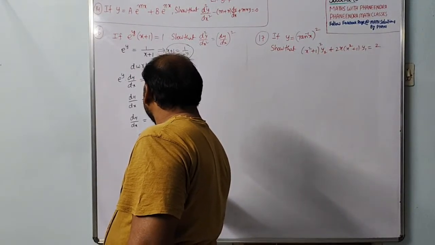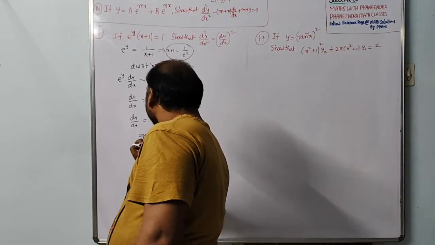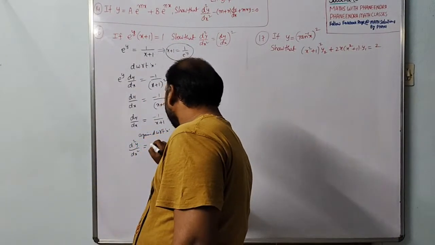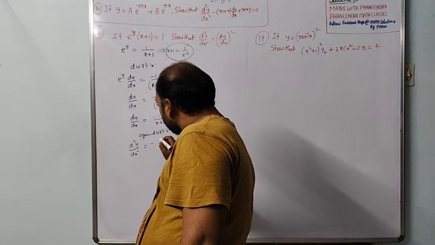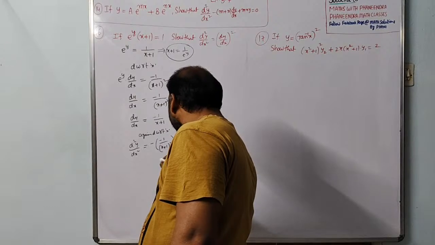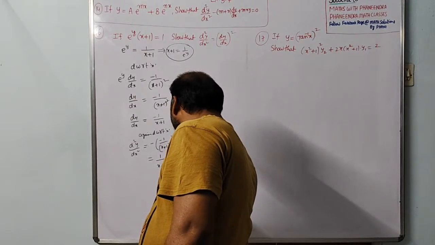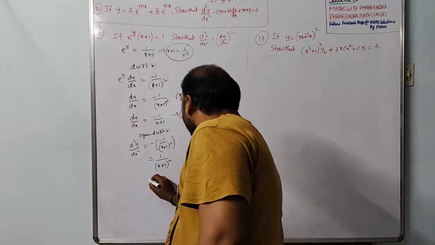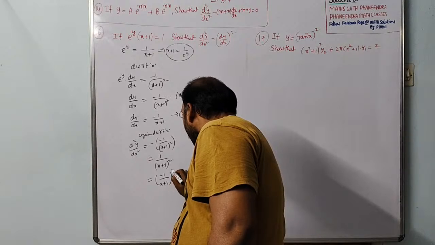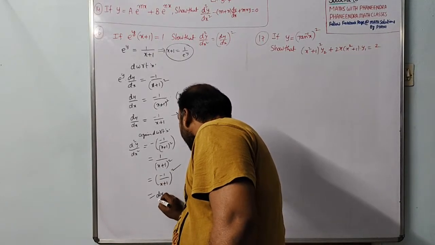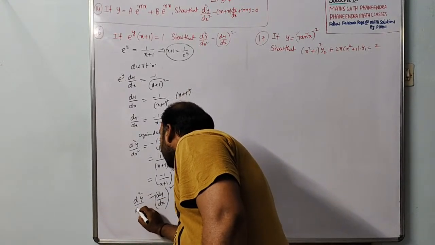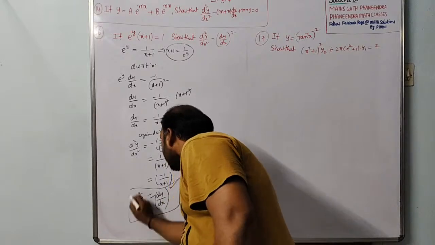Again differentiate with respect to x. d square y by dx square is equal to minus 1 by x plus 1 derivative, which is minus 1 by x plus 1 whole square. Am I right? So 1 by x plus 1 whole square. This we can write as minus into minus, is there, no? So minus 1 by x plus 1 whole square. This value is dy by dx, no? This is the way you can do it. It is easy, dear students. Wantedly they are giving like this to make some confusions.